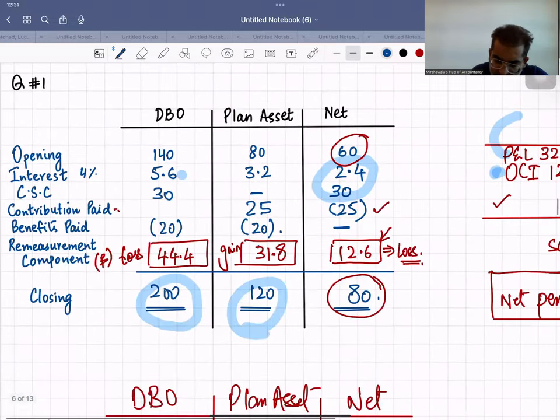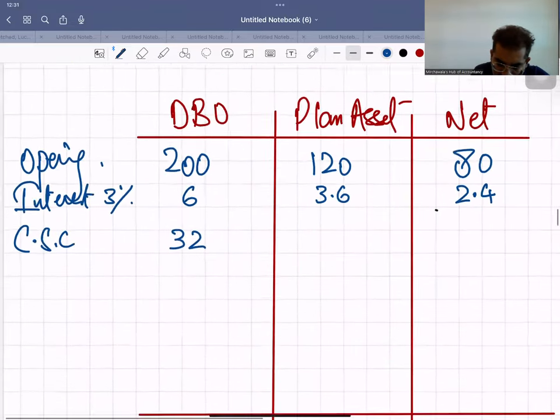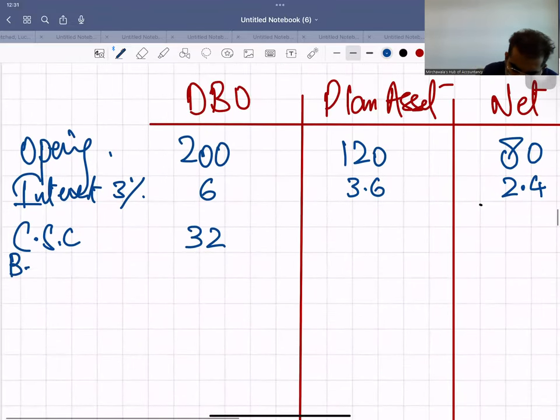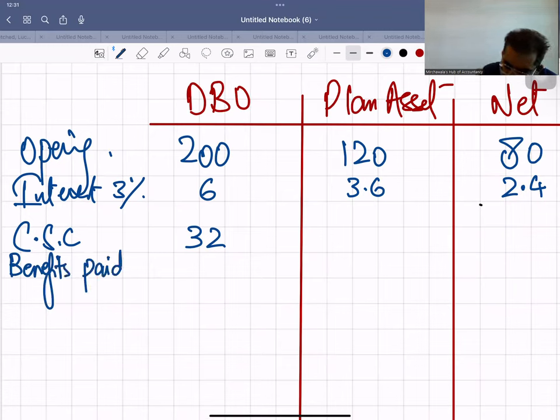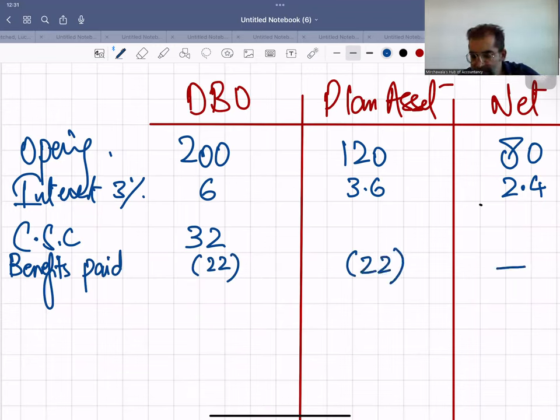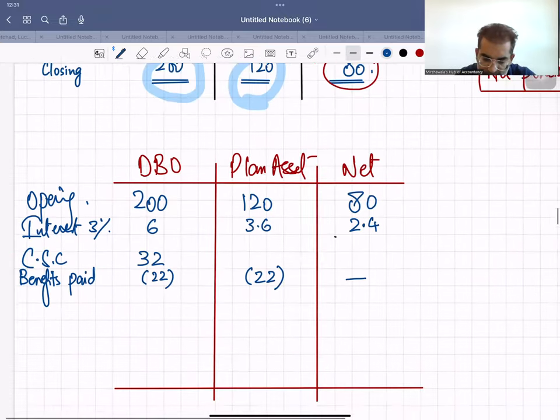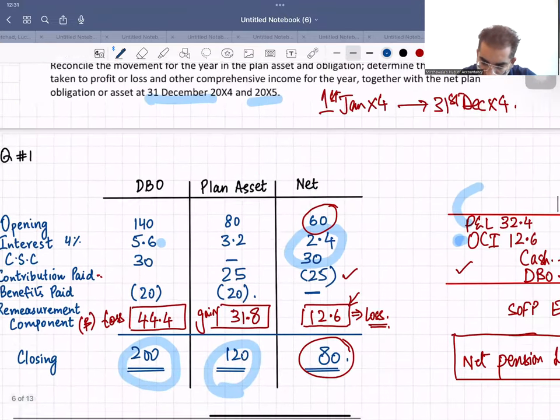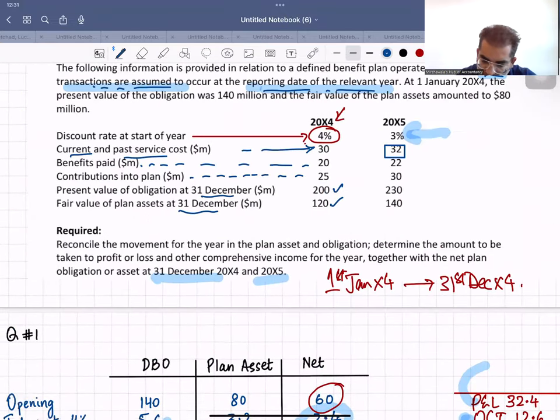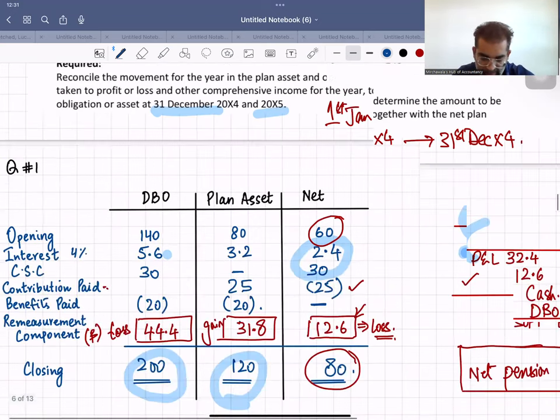Okay, let's write the benefits paid first. Benefits paid. I think it's 22 this time. So benefits paid not only reduces your DBO, but also your plan asset. Okay. It's 22. Then you have contribution paid. It's 30 this time. 30. And yes, contribution paid increases your plan asset, only plan asset.